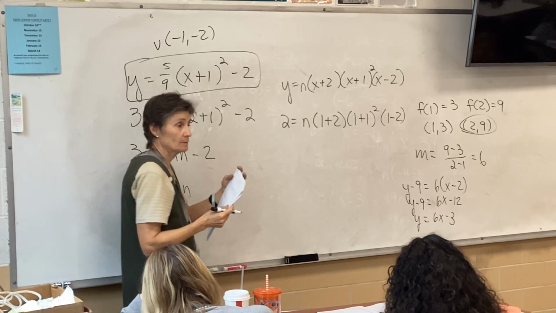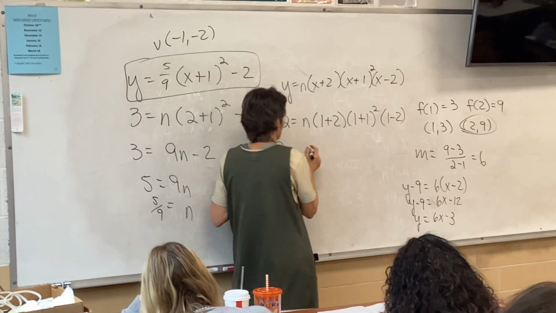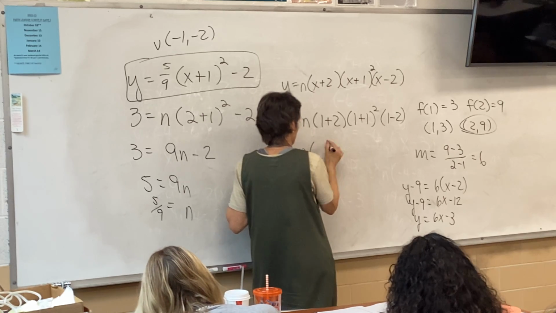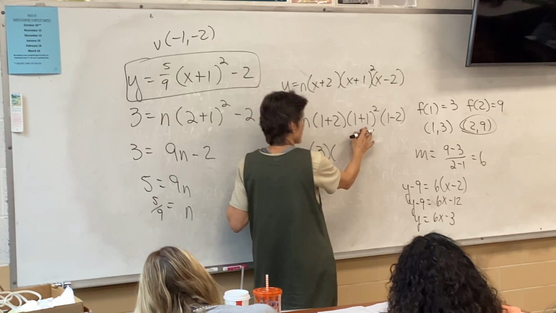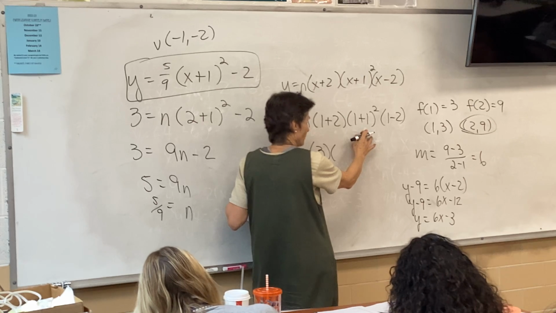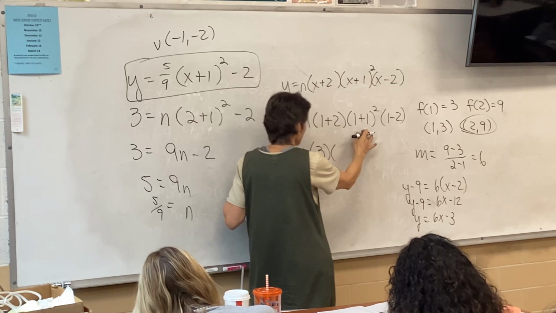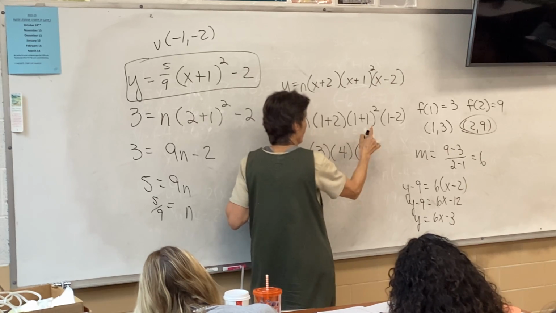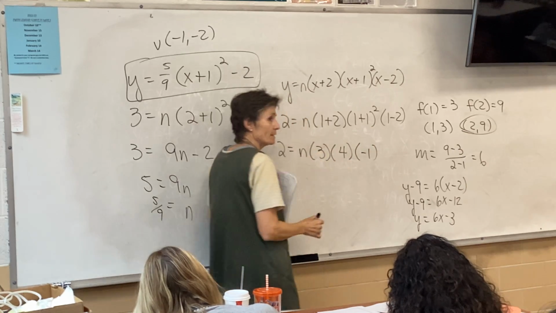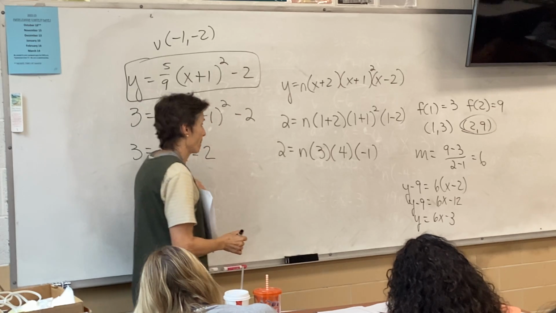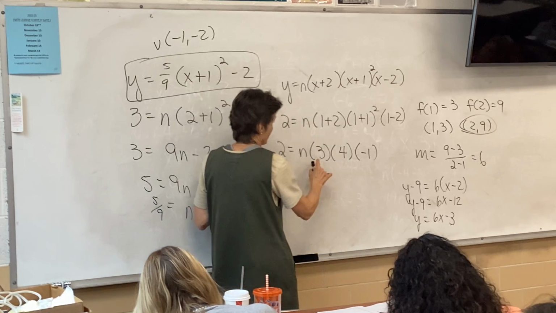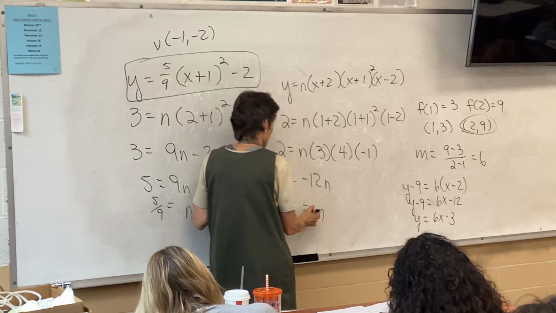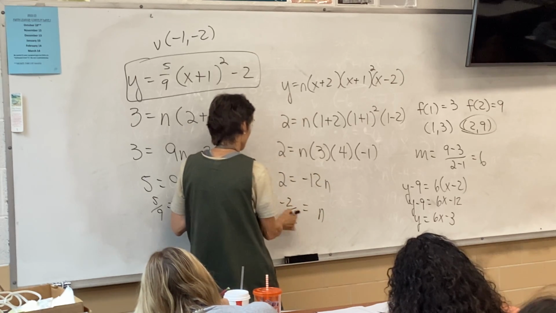Right? Here we go. 1 plus 2 is 3. 1 plus 1 is not 1. 1 plus 1 is 2, squared is 4. And 1 minus 2 is negative 1. All multiply, negative 12a. Did you get negative 1/6?